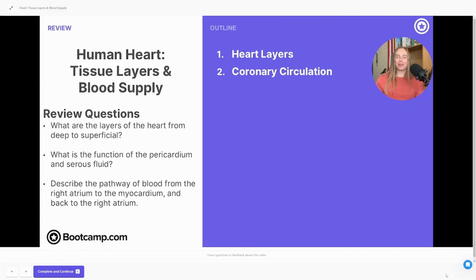Now that we've had our mini quiz, let's go ahead and do a few review questions to see what you learned today. First, what are the layers of the heart from deep to superficial? Second, what is the function of the pericardium and the serous fluid? And lastly, describe the pathway of blood from the right atrium to the myocardium and back to the right atrium.